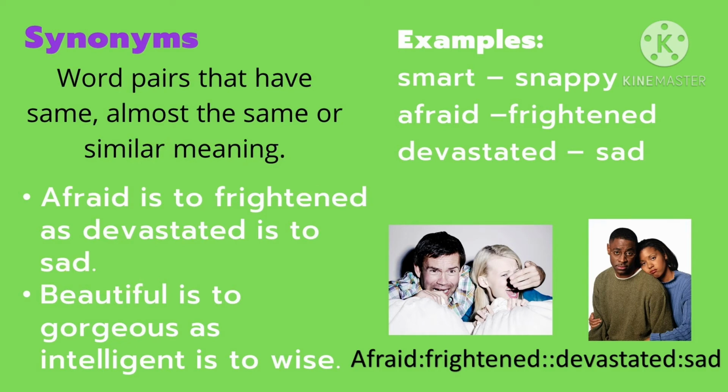Let's take a look at the second example. Beautiful is to gorgeous as intelligent is to wise. So beautiful is almost the same as gorgeous, as intelligent is almost the same as wise. We can also write it this way: afraid : frightened :: devastated : sad.